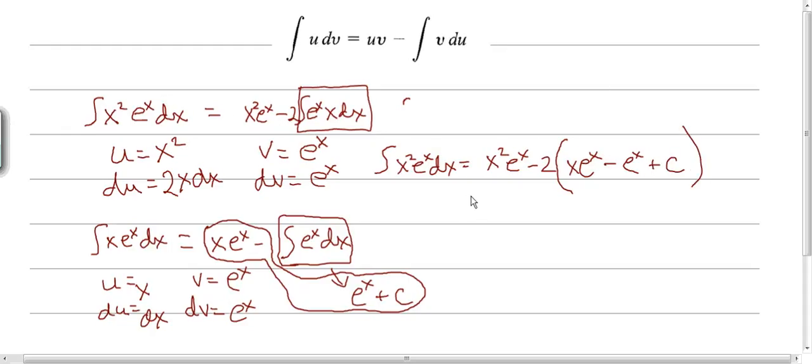Now we distribute our 2 through, or minus 2 I guess would be easier to do, and we get x squared e to the x minus 2x e to the x minus 2e to the x plus c. It doesn't really matter what we do to the c, it can be anything, so we'll just leave that as c, and that's our answer. So the trick here was we picked a u that simplified, and then by applying integration by parts twice, it simplified to a form where we could actually integrate this term, and then we could plug back in and get our answer.